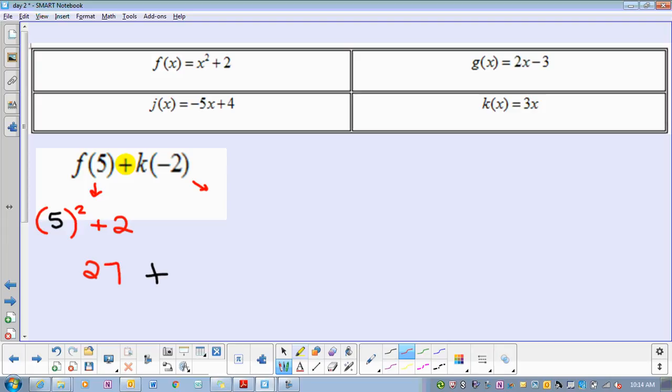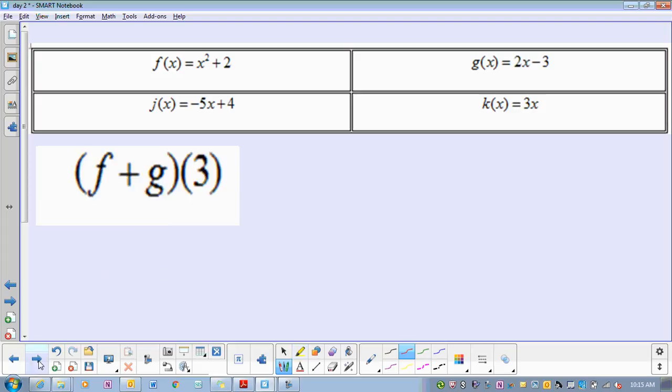Now I've got to go do the k of negative 2. So the k function says 3x, so 3 parentheses. And instead of the x, I've got to plug in a negative 2. 3 times negative 2. So 27 plus a negative 6 gives me 21. 21 should be your final answer. Yes? All right. You guys are doing a great job. Ready for the next one? Okay.